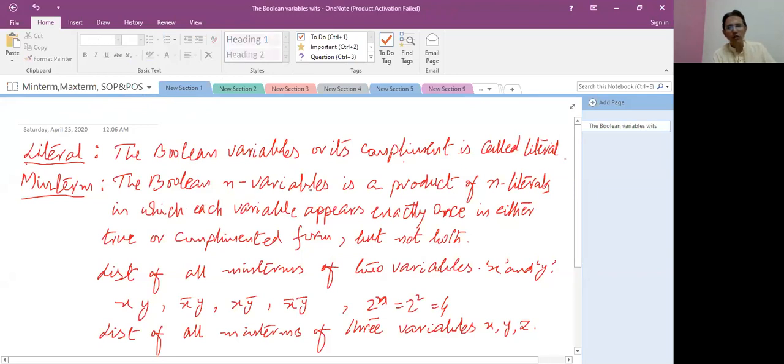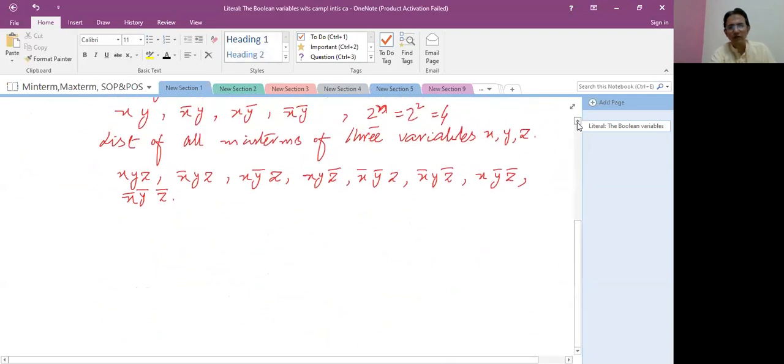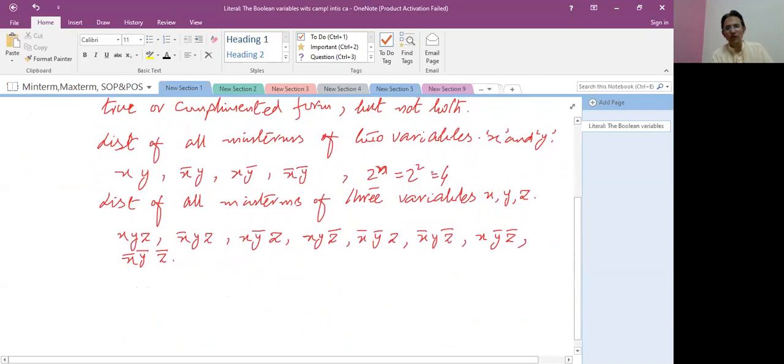What is a minterm? A Boolean expression is a product of n literals in which each variable appears exactly once, in either true or complement form, but not both. So the list of all minterms of two variables, we consider the variables x and y. Applying the formula 2 raised to the power n, which equals 2 raised to the power 2, it means it has four values. So the list of all minterms of two variables x and y: these are the four values xy, x complement y, x into y complement, x complement into y complement. Minterm means when the variables are in product form.